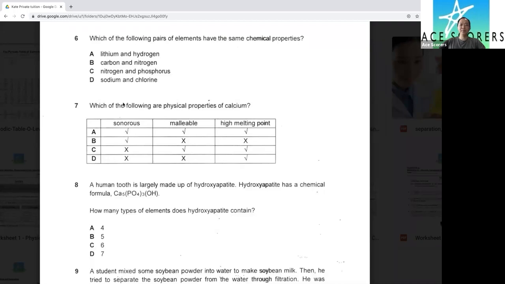This is hard. Okay, you need to get a copy of the periodic table. You can go Google. Get a periodic table. You need to see where are they. Where's lithium, hydrogen, carbon, all this? You need to get a periodic table.